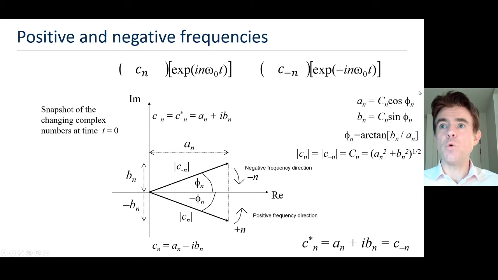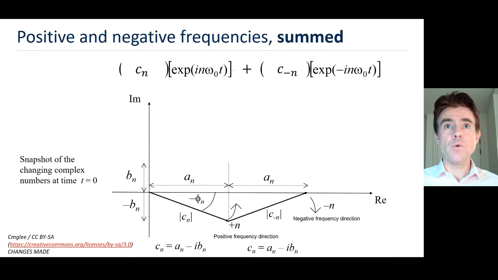And then all the usual expressions apply, just looking at basic trigonometry. So feel free to pause the video and take a closer look at those trig identities applied to these triangles that are being traced out by these two complex numbers. So let's now see what happens when we add together both the positive frequency and the negative frequency.